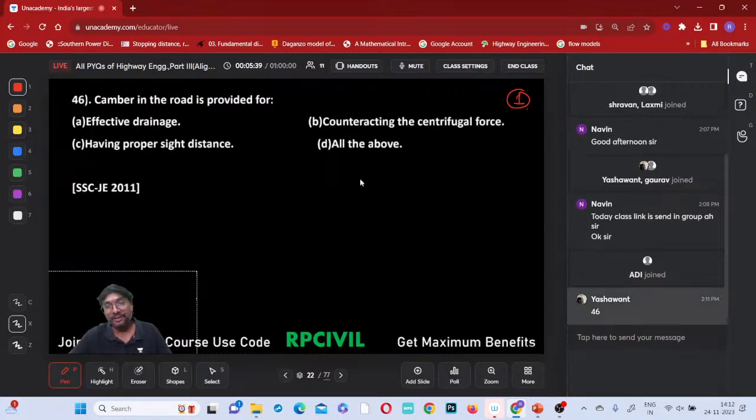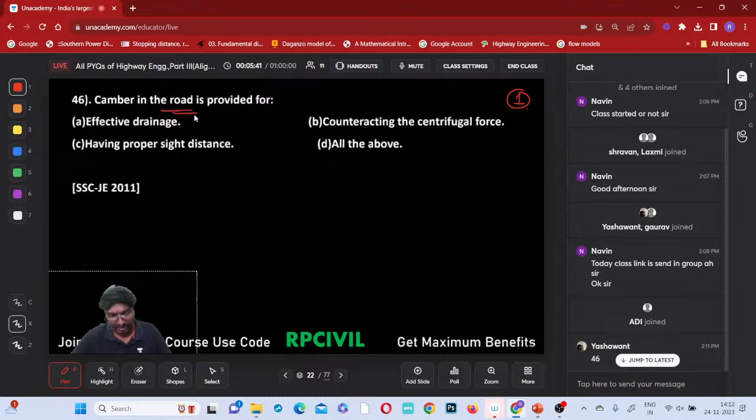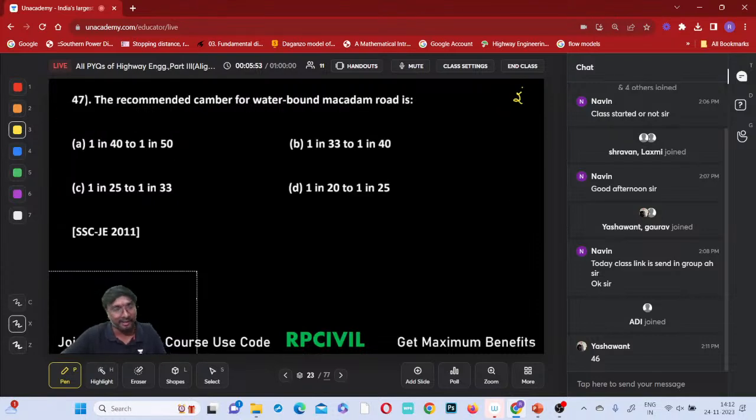Right. So what is it? You can say, everyone answer. Camber in the road is provided for which purpose? If you just observe, it is mainly for drainage purpose. Is there any other purpose of this camber? No other purpose, right? Camber is mainly for drainage purpose, right?